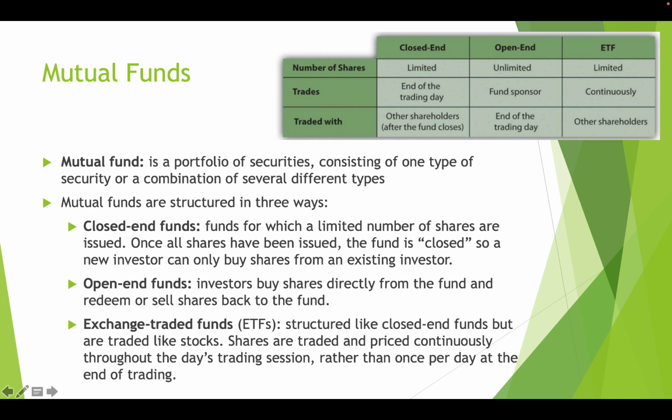Mutual funds are structured in one of three ways. The first is closed-ended funds, which have a limited number of shares issued. So once all the shares have been issued, that fund is closed, and a new investor can only buy shares from an existing investor. Open-ended funds are when investors buy shares directly from the fund and redeem or sell shares back to the fund. Thus, there's an unlimited number of shares available.